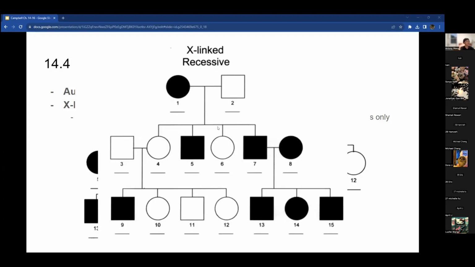And here's X-linked recessive. Notice how in this graph, there are a lot more afflicted males than there are afflicted females. Anyone have a guess as to why that is? 5, 4, 3, 2, 1. Okay. I'll just explain it. I guess that's not a bad answer.